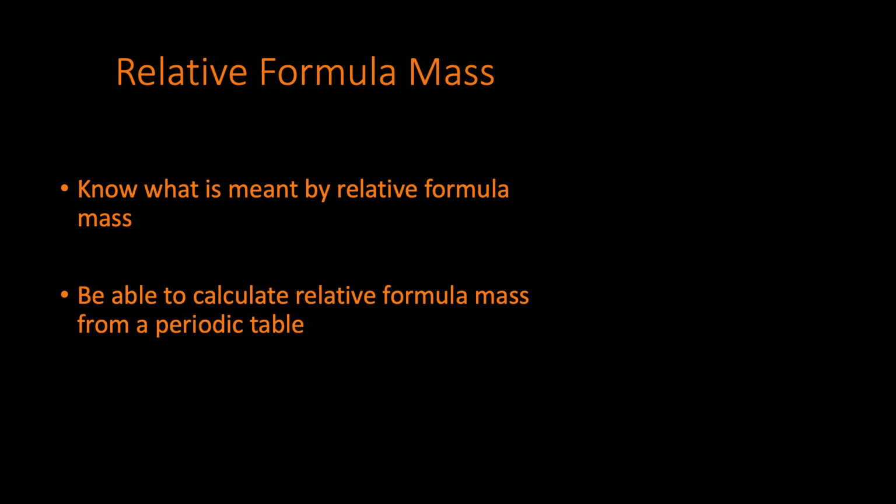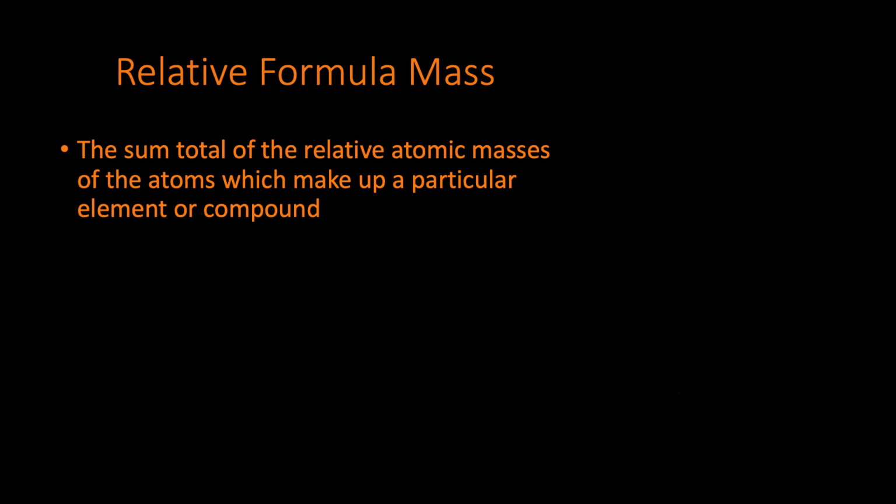Okay then, so what is the relative formula mass? Well, it is the sum total of the relative atomic masses of the atoms which make up a particular element or compound. For example, let's do something simple like water. Water has the formula H2O. That means one water molecule contains two hydrogen atoms and an oxygen atom. And so, the relative formula mass of water is the sum total of the relative atomic masses of two hydrogens and one oxygen. So let's go and have a look at the periodic table.